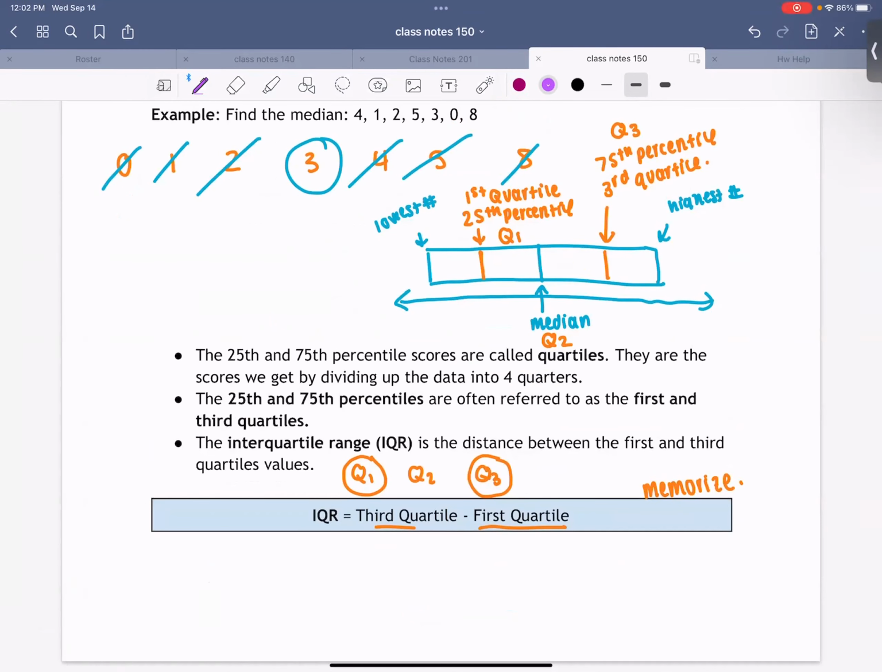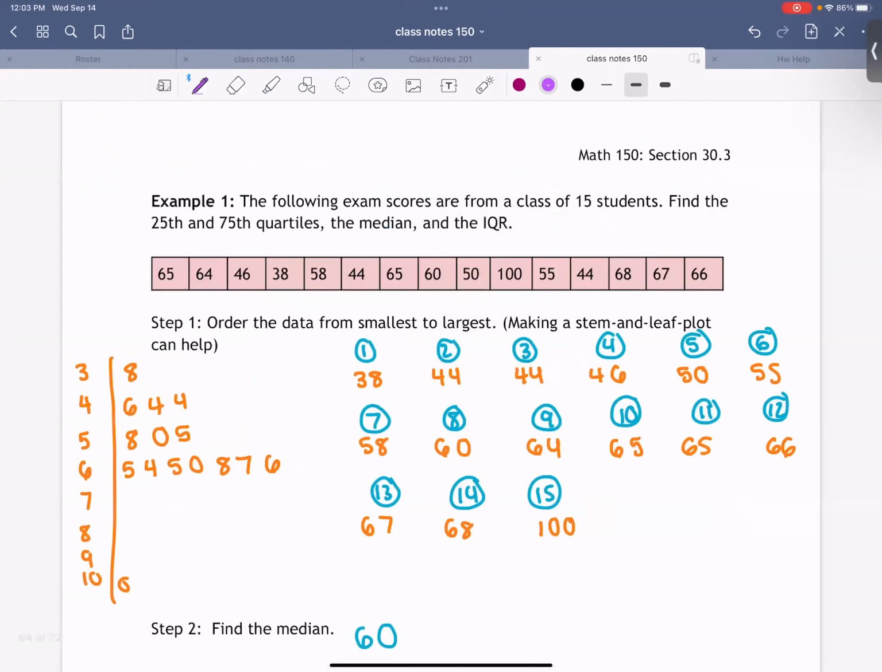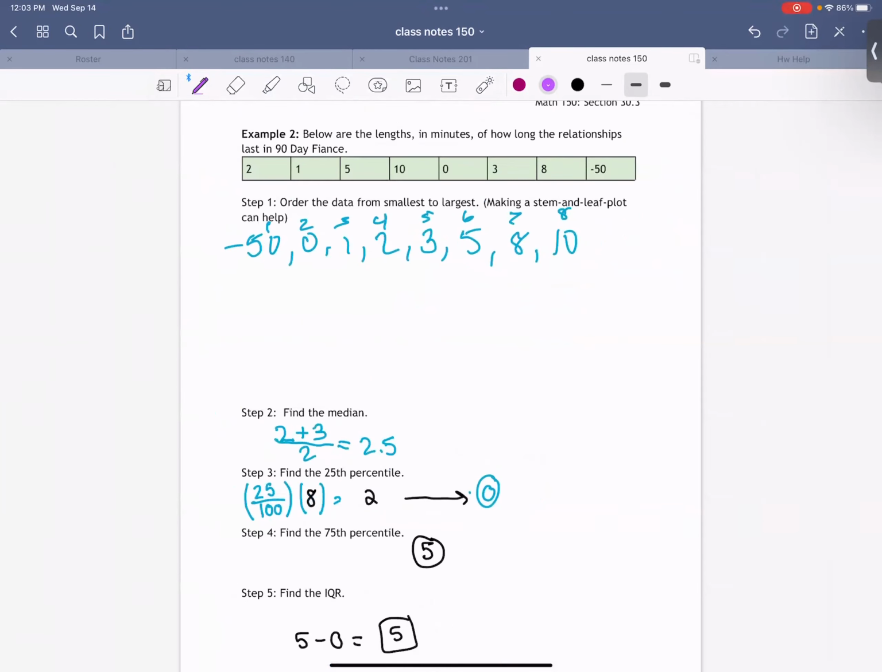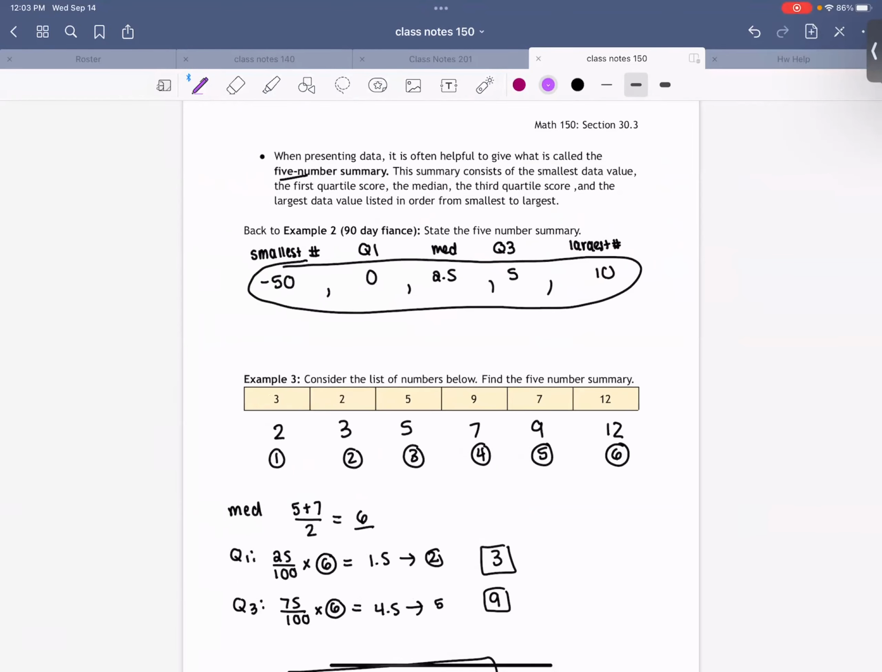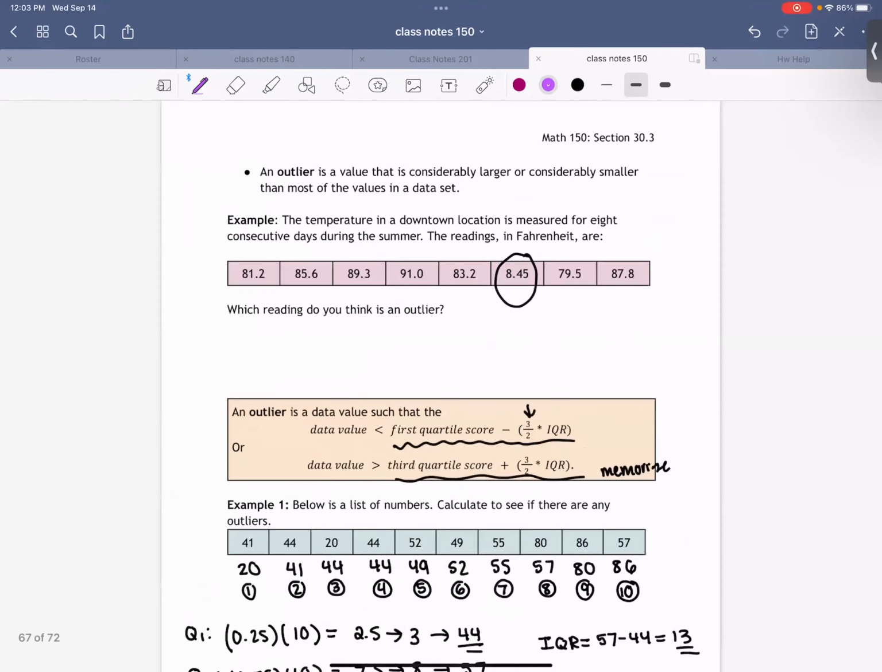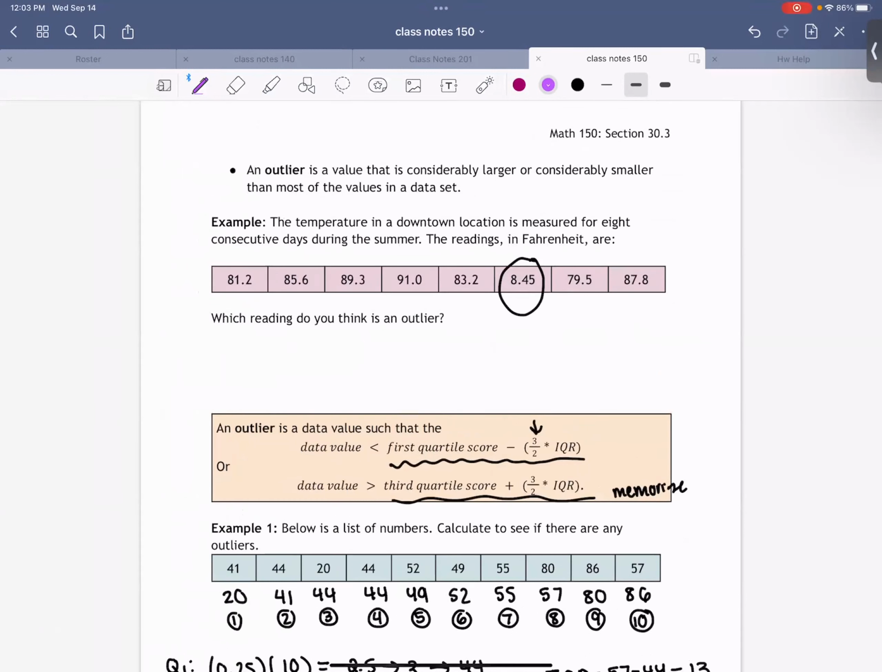Those represent the quarters of the data. So like the 25th percentile, the 75th percentile, those represent the quarters. We also had the IQR, which was the range of the quartiles, so Q3 minus Q1. Once we did that, we put it all together and were able to figure out the IQR of the data. Then we did a little example on finding these things called outliers. That's kind of where we left off last class.